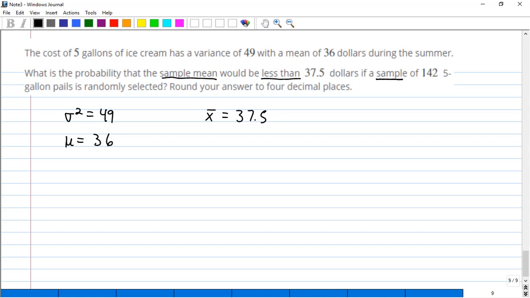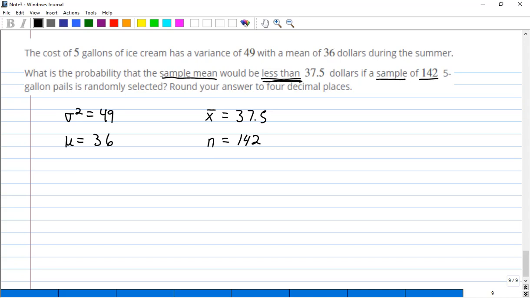And it tells us if they chose a sample of 142 5-gallon pails of ice cream. So the 5-gallon right there, that's just there to kind of throw you off. We won't use the 5 gallons for anything. But we do need the sample size, 142. And since this is a less than problem, remember we're going to take the value that comes from the table. Less than, left, area to the left.